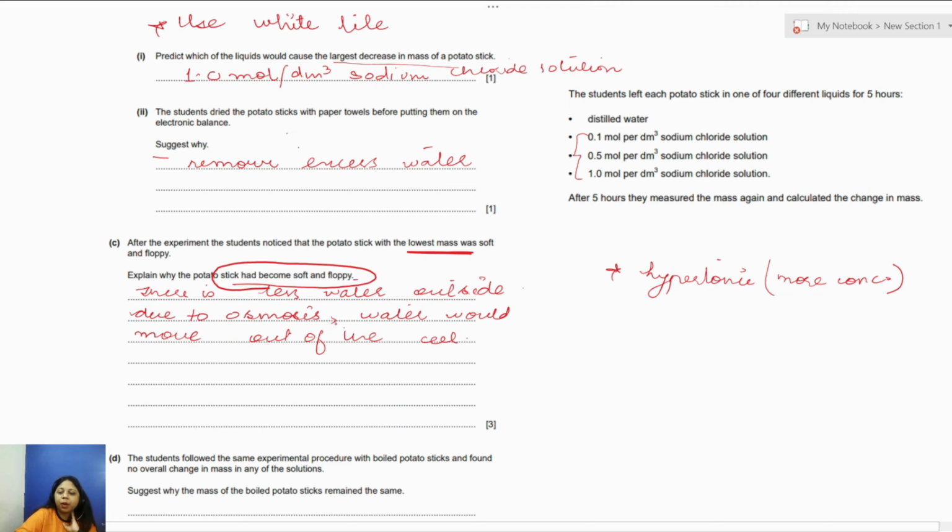Okay, 2 marks. What would be your third mark? Now, related to soft and floppy. Good. The turgor pressure is lost and the cell would be plasmolyzed. Turgor pressure is lost and the cell shrinks due to plasmolysis.